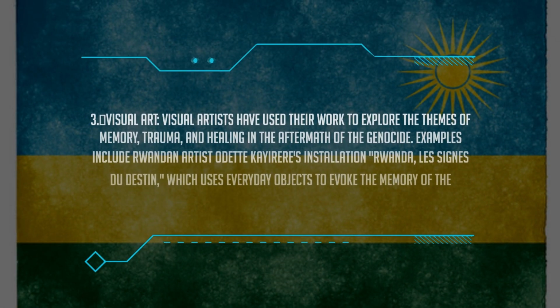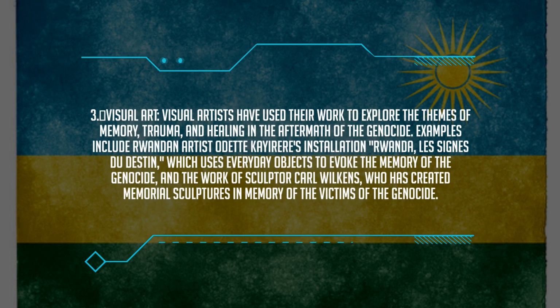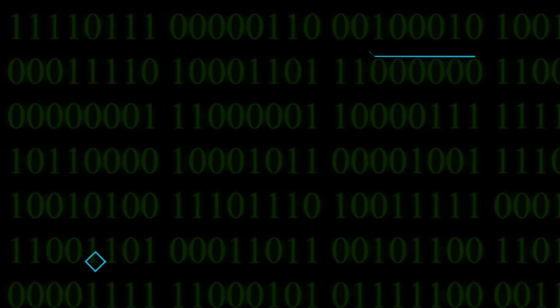3. Visual art. Visual artists have used their work to explore the themes of memory, trauma, and healing in the aftermath of the genocide. Examples include Rwandan artist Odette Carrier's installation Rwanda, Les Signes du Destin, which uses everyday objects to evoke the memory of the genocide, and the work of sculptor Carl Wilkins, who has created memorial sculptures in memory of the victims of the genocide.